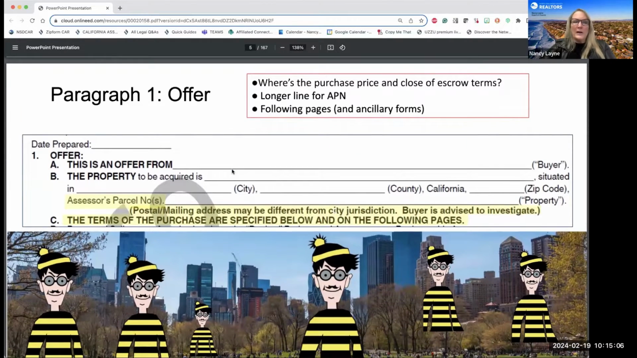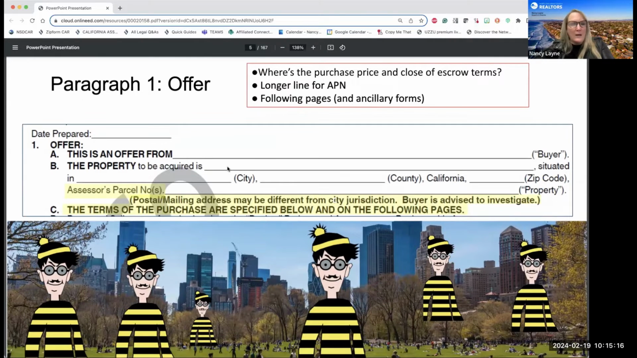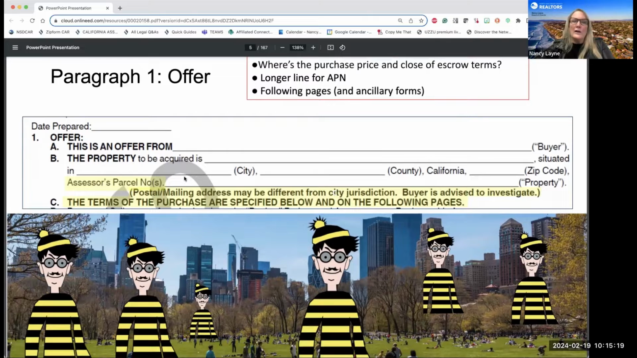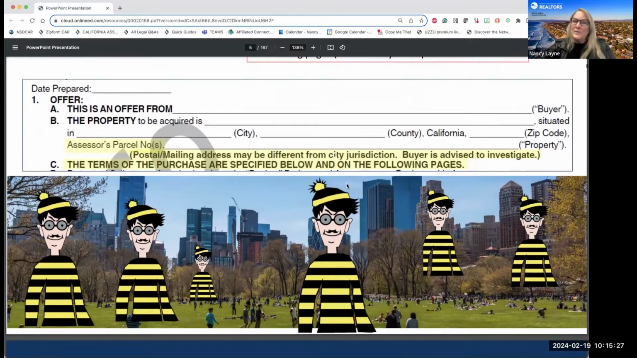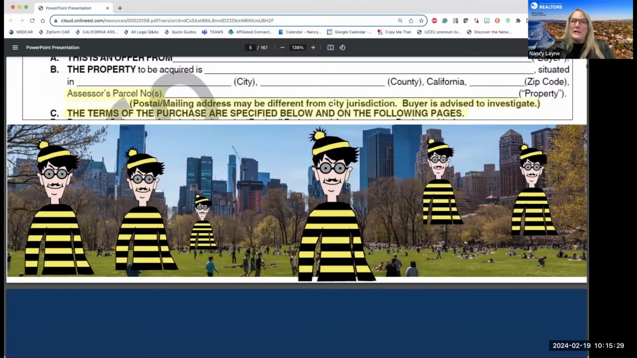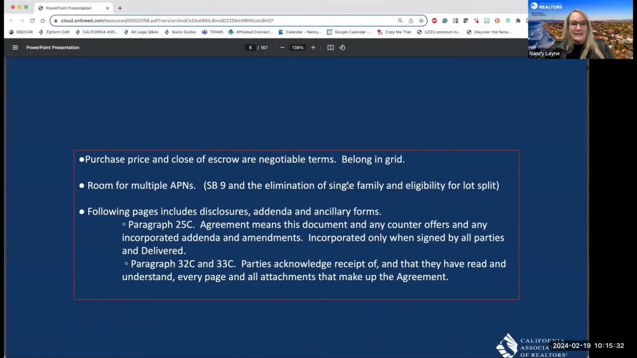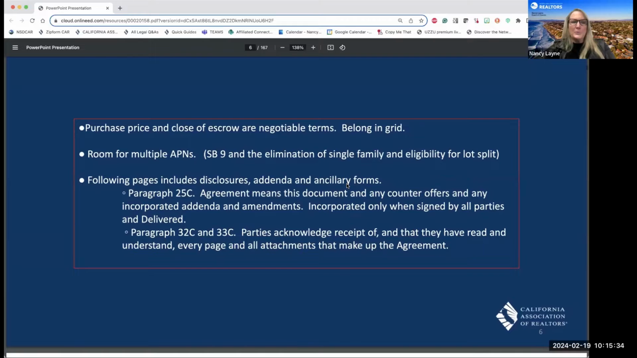So the purchase price used to be at the very top of the RPA. It's moved. I think it's self-explanatory, but it's clarified in here that it's moved further down. And they've given us a longer line for the APN because sometimes there are more than one. So you can actually have more than one APN on a purchase agreement. A lot of times people will do, for example, a lot split and include 2 APNs when they sell it later. The purchase price and the close of escrow are non-negotiable terms. They belong in that grid. There's room for, as I mentioned, multiple APNs.